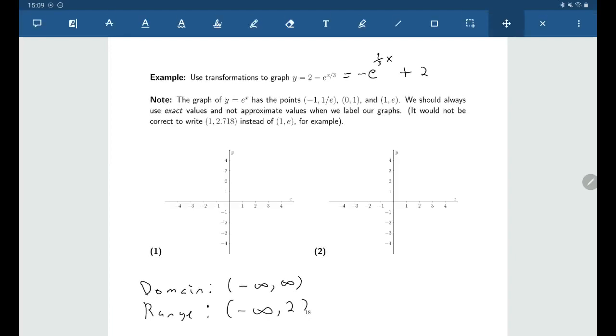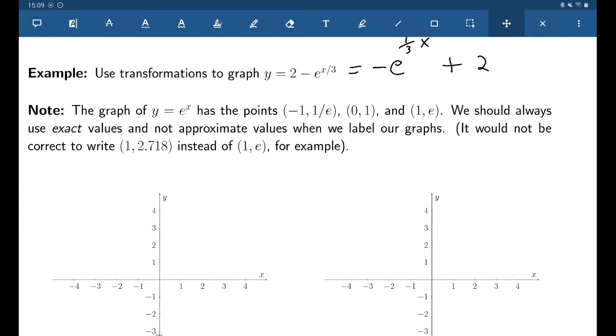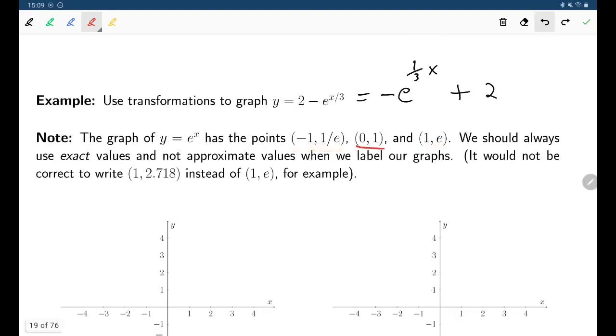Now, one thing I do want to mention about the graphing, and this comes back to what I said earlier about exact values versus approximate values. We know that the 3 points on the graph of e to the power of x are, of course, as always, 0, 1. We've got 1 comma our base, which is e. We've got -1 comma 1 over our base, so -1 comma 1 over e. And when I label my graph, those are the exact values that I'll be using. Those are the labels I should be using.